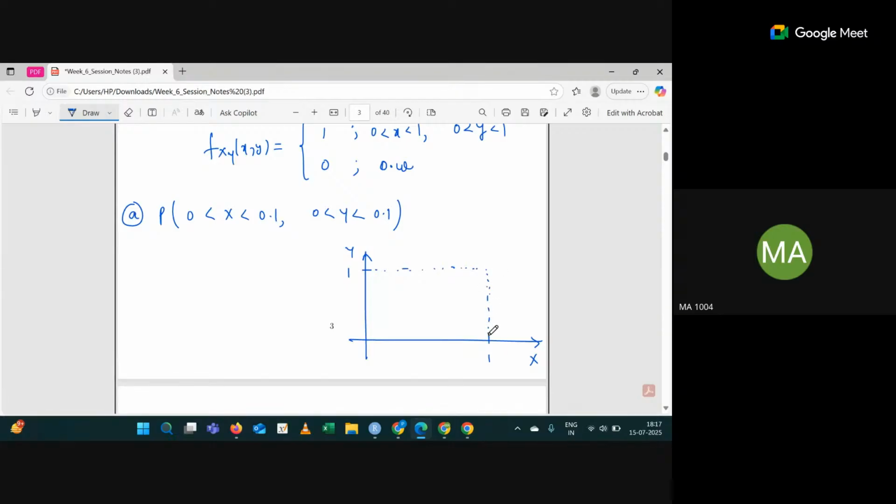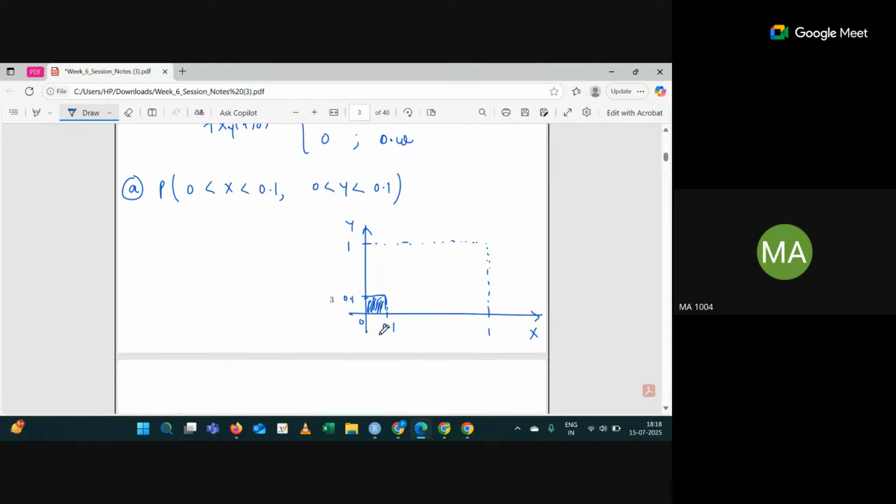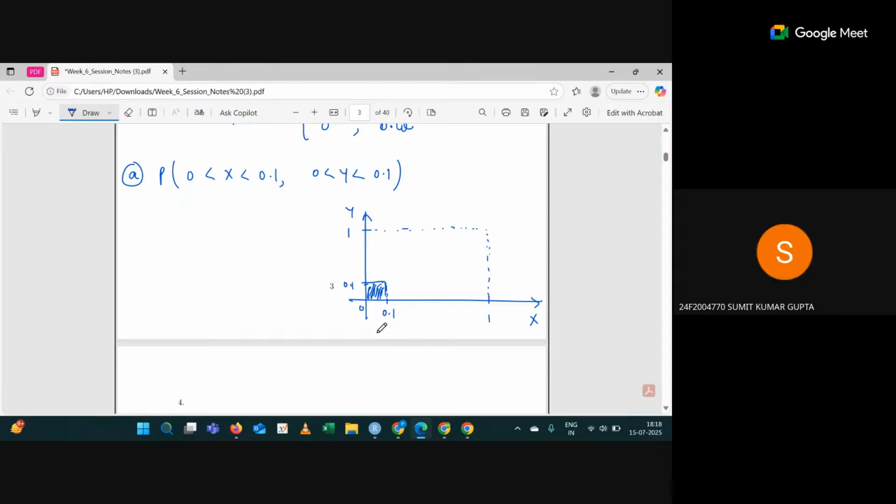Are you getting my point? And outside this is 0. So for our area of interest, suppose this is 0.1 and this is 0.1. We have to calculate this shaded region. This is a square, right? What is the area of the square? 0.1 into 0.1, so basically you will get 0.01. This is one way.